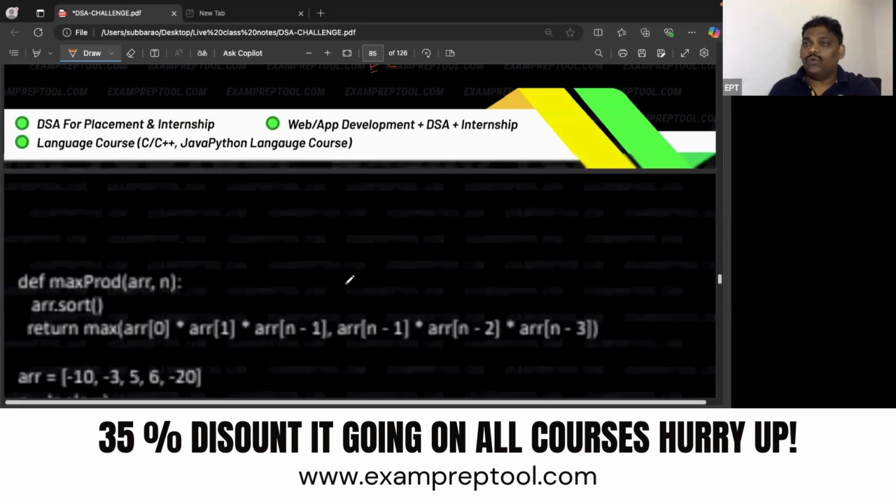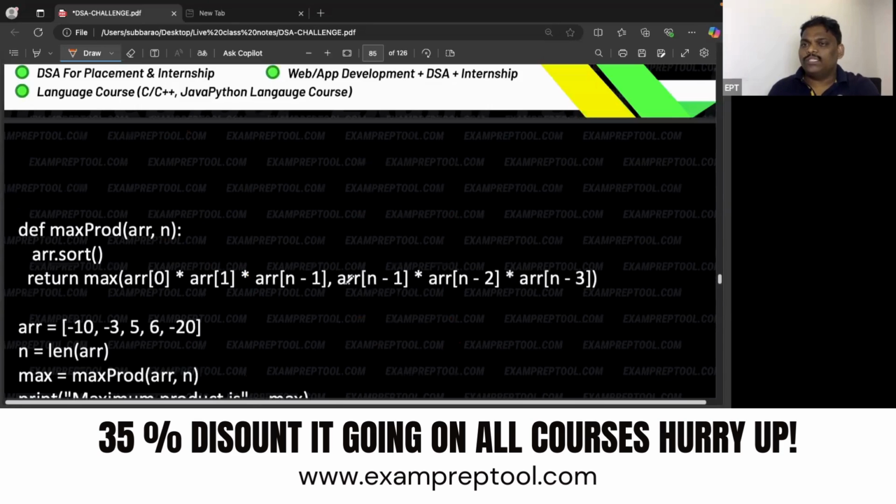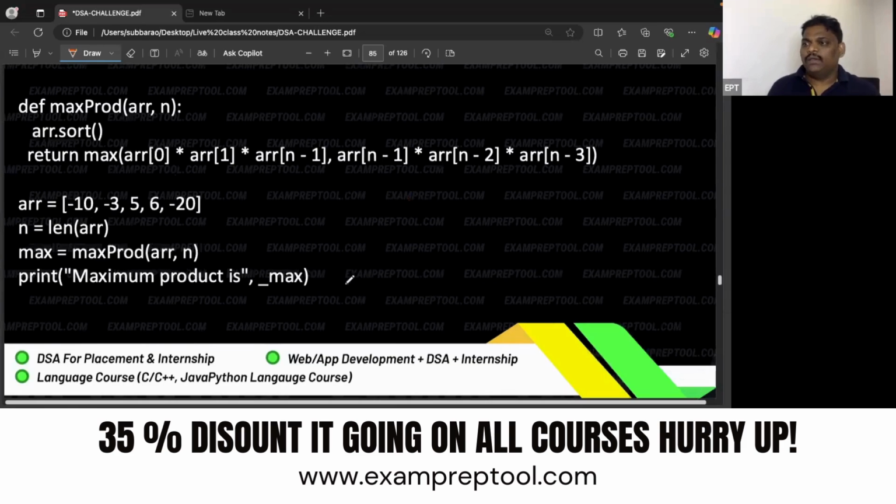Let's go to one more solution. One more solution is there. This is going to be very interesting. This is the major one. In the given array, everyone listen, you have to find out 3 people whose multiplication is maximum.